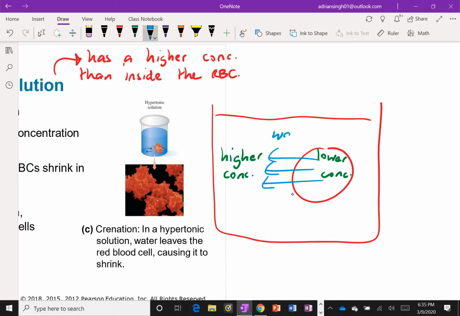So water leaves the cell. And what's going to happen to that cell as water leaves it? It's going to shrivel up. So the cell shrivels like a grape becomes a raisin, or like your cucumber becomes a pickle. That's what's happening, right? You put your pickle in a very, very salty solution. It's very concentrated and it draws water out of the pickle or the cucumber.